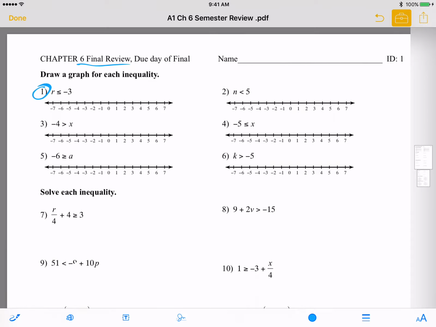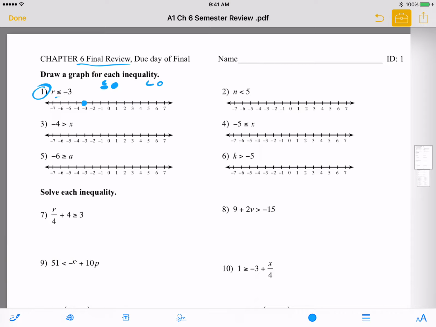So, number one here, we have r is less than or equal to -3. So remember, we're going to have some type of a dot at -3. But is that dot open or closed? So you have to remember that less than or equal to signs have a closed dot. But just less than signs have an open dot. So here at -3, we have a closed dot at -3. And we have to read this as r is less than or equal to -3.